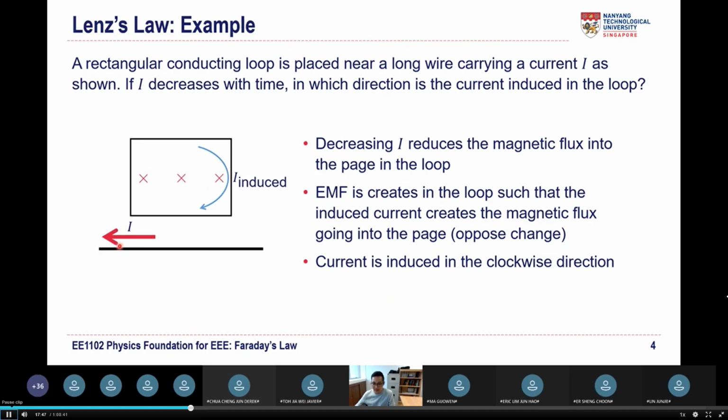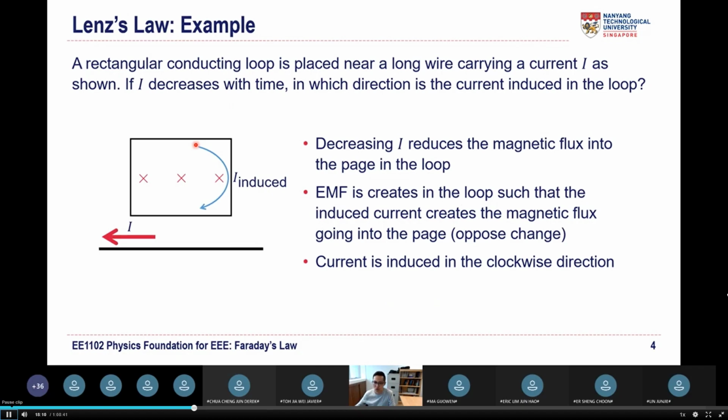Now, when I is decreasing, this flux going into the page is going to decrease too. Do you agree? Yes. So it will decrease. Then when that decreases, the system will try to create a flux that is going into the page in order to maintain that, right?